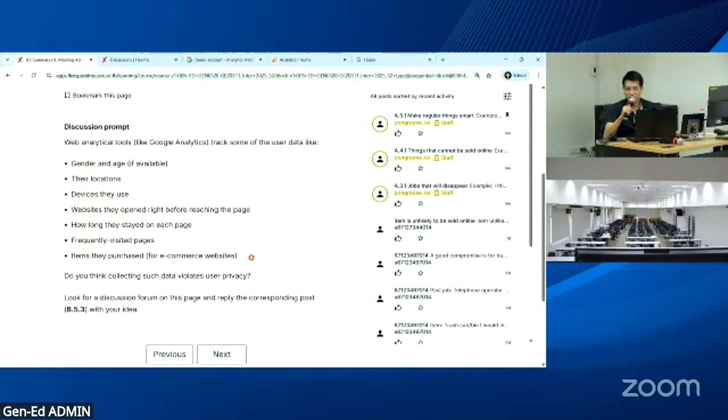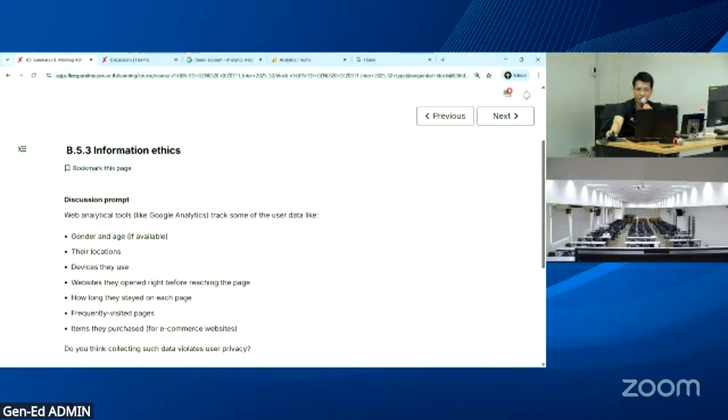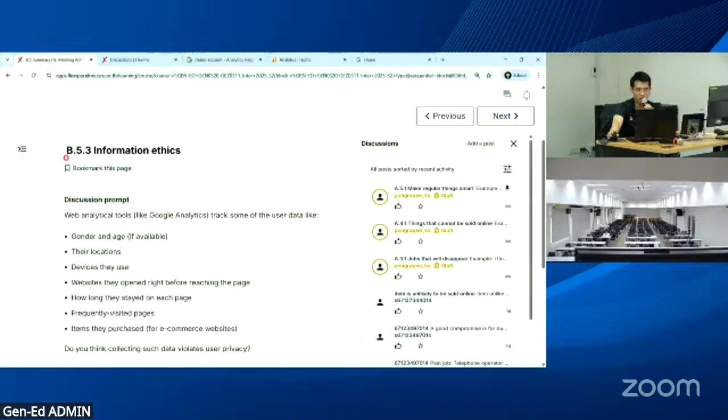Do you think collecting such data violates user privacy? So look for the discussion forum on this page. Click this button to expand the discussion forum. Look for the corresponding discussion B.5.1.